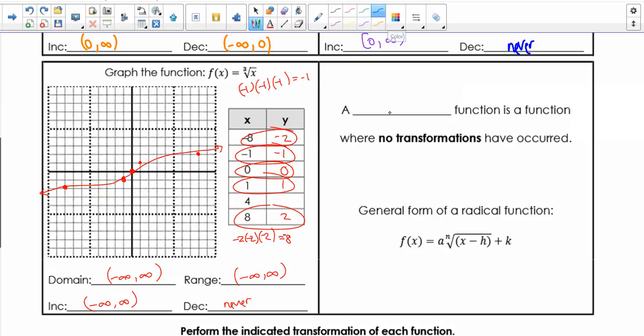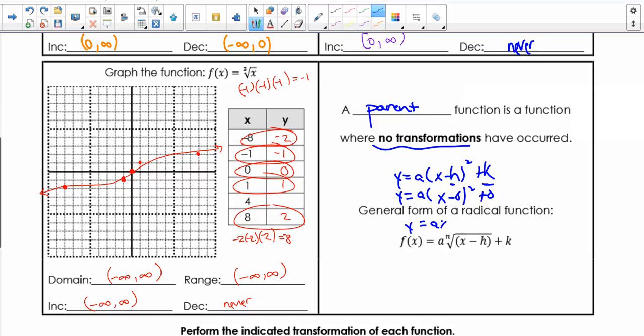Okay. A parent function is a function where no transformations have occurred. So when we talk about vertex form, a times x minus h squared plus k, that would be when our h and our k are 0 and 0. So meaning a times x minus 0 squared plus 0. Well, x minus 0 is just x, so we get ax squared, and then we end up getting our plus 0. So that's why we end up having y equals x squared at the origin, because our h and our k haven't been moved up or down.